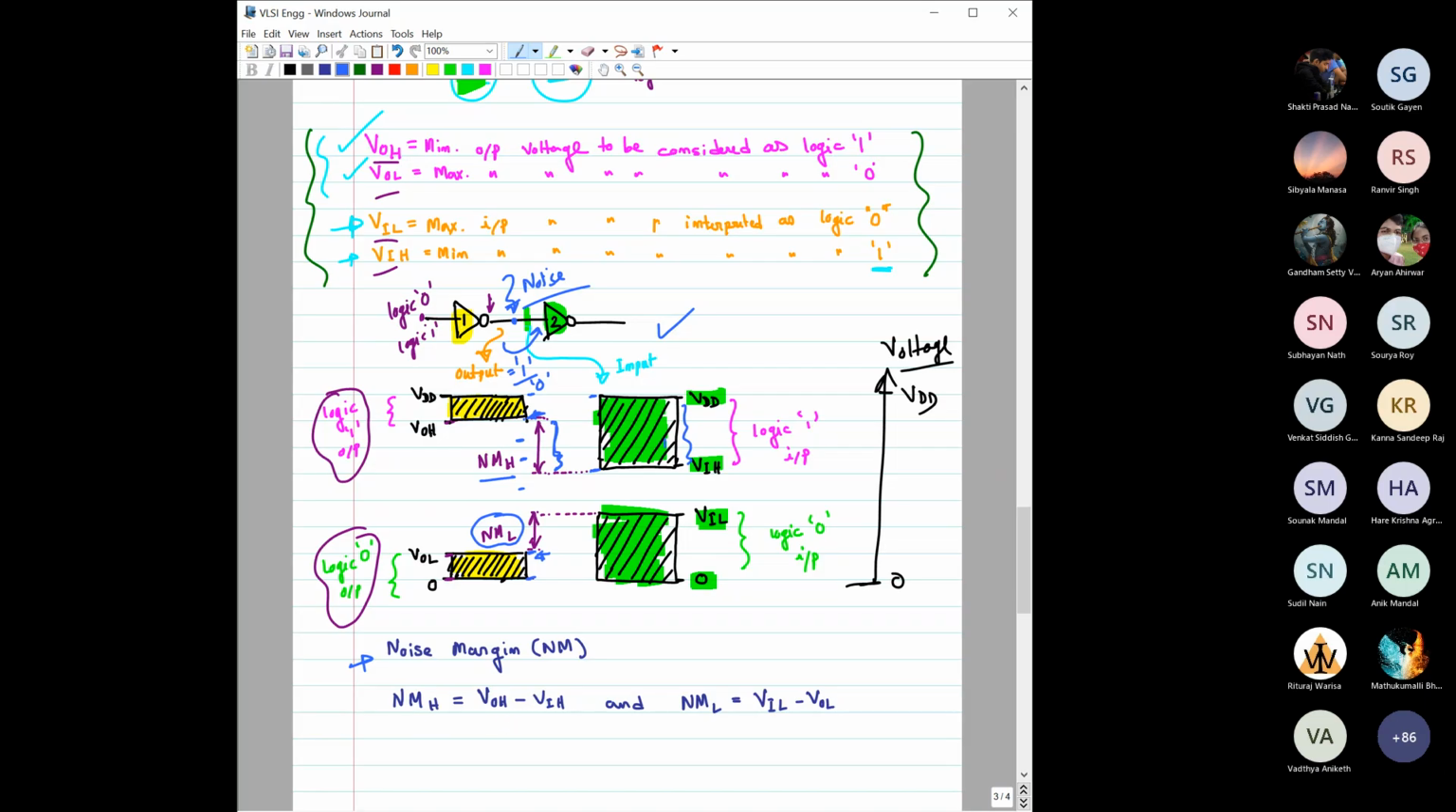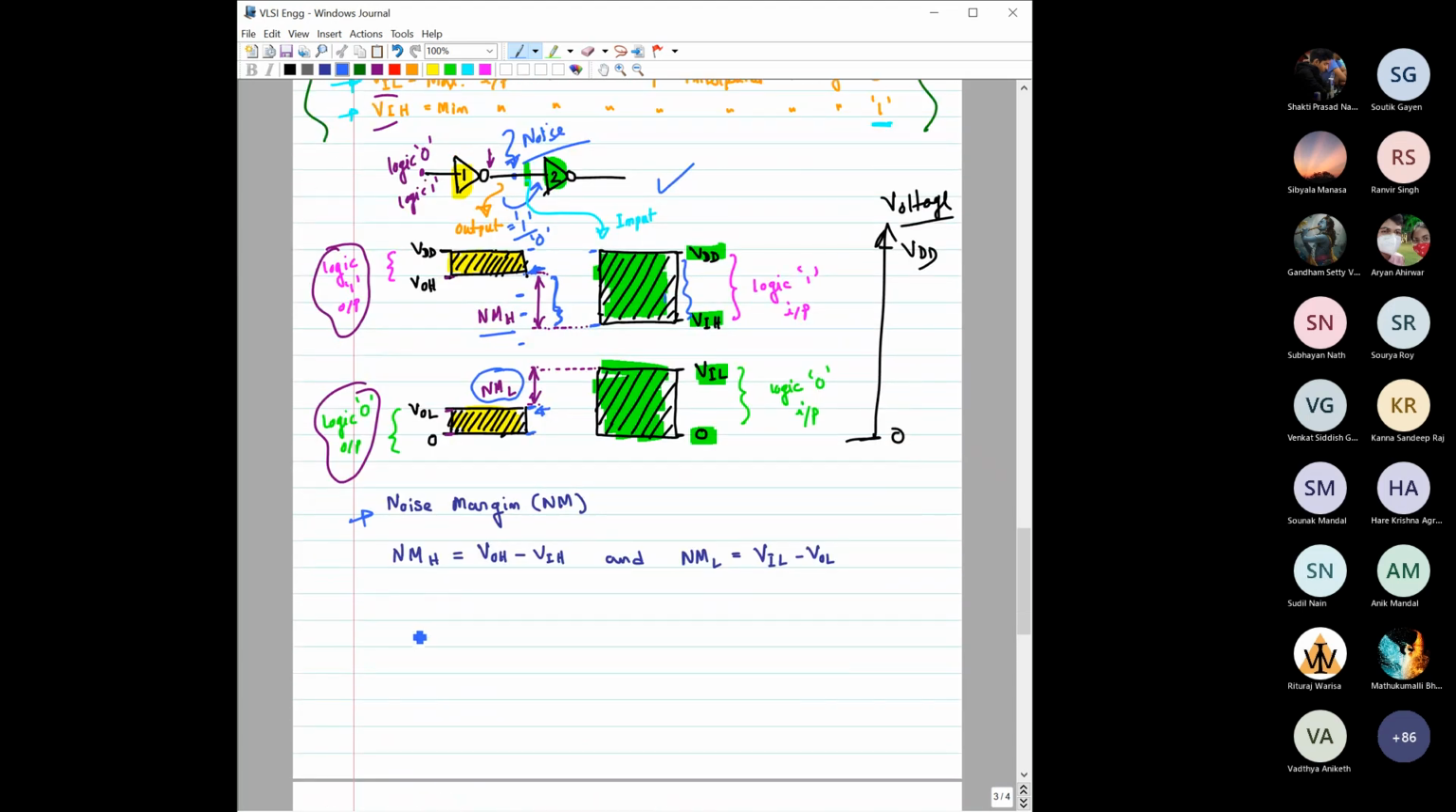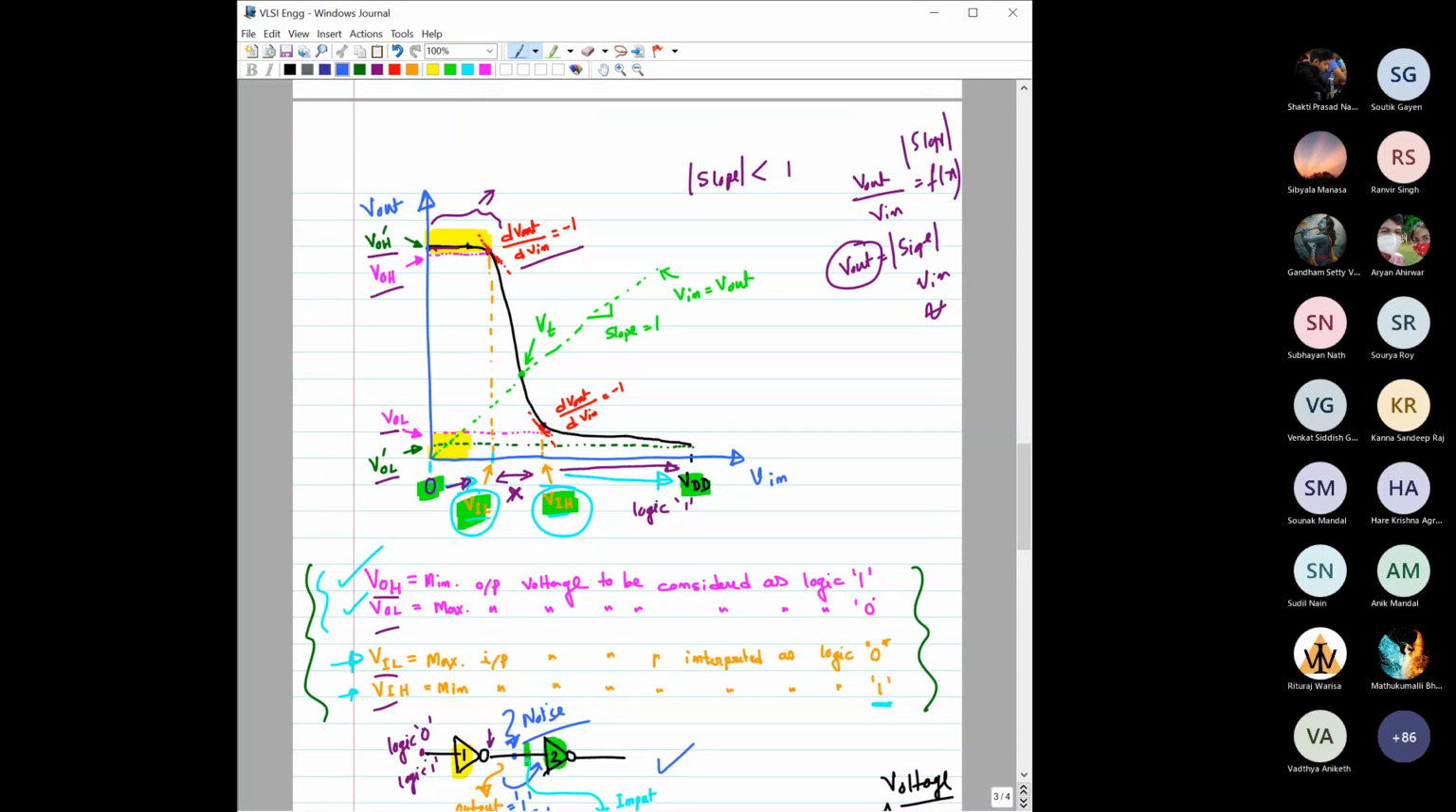But at the same time, you should also notice one thing. Say for any design, VDD equal to 5 volt, and say VOH dash is also equal to 5 volt, and VOL dash is equal to... I hope you are now able to correlate these terms in this particular diagram. So VOH is this one, VOL dash is this one.